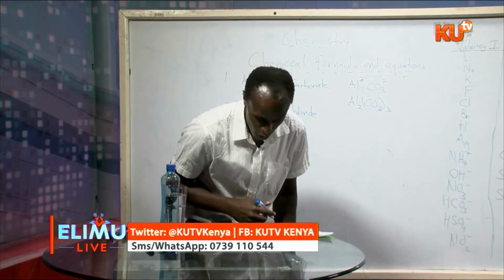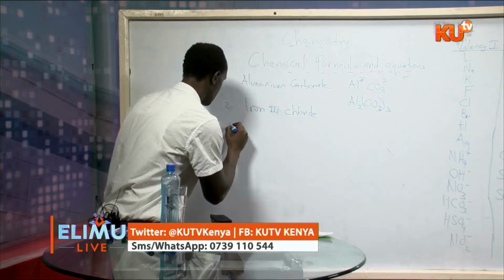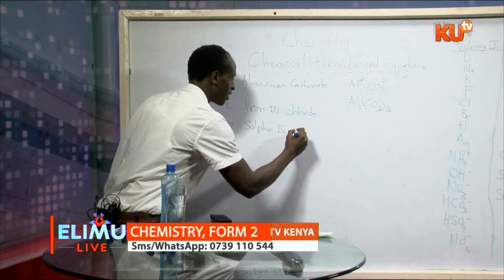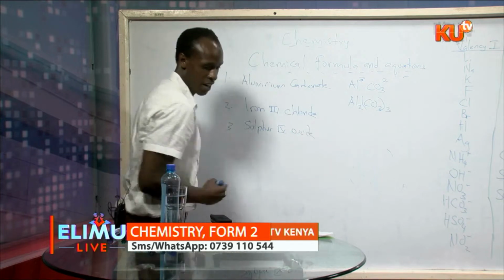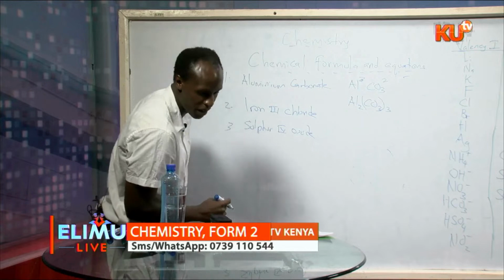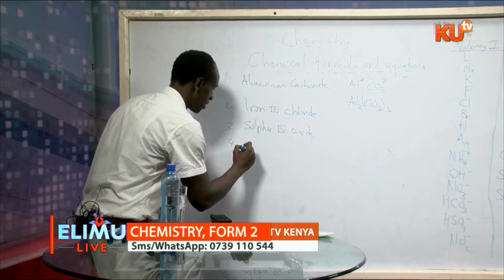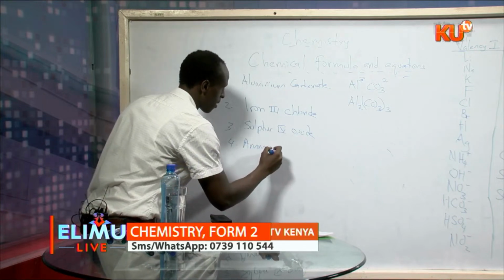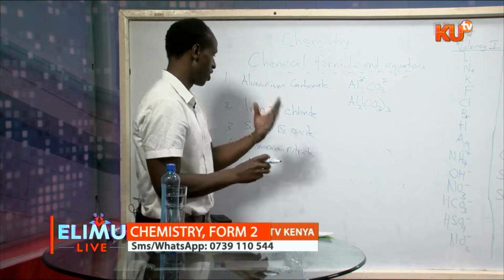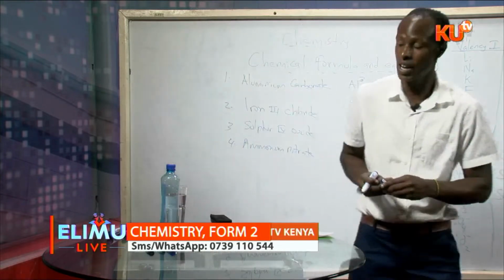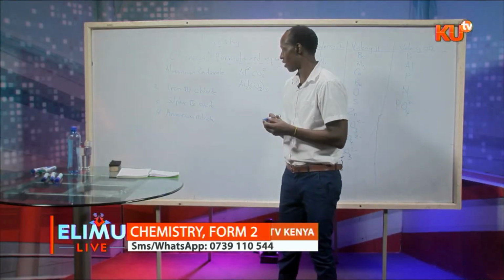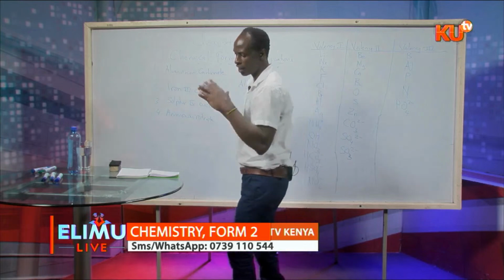The second will be sulfur 4 oxide. And the last is ammonium nitrate. So there you have iron 3 chloride, sulfur 4 oxide, and ammonium nitrate. So those are chemical formulas.